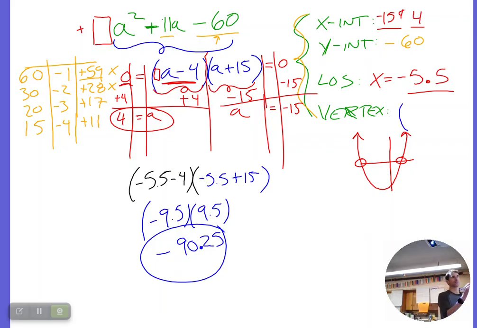So that means our vertex is at negative 5.5, negative 90.25. And that's all you've got to do.